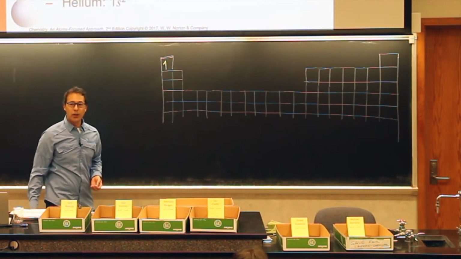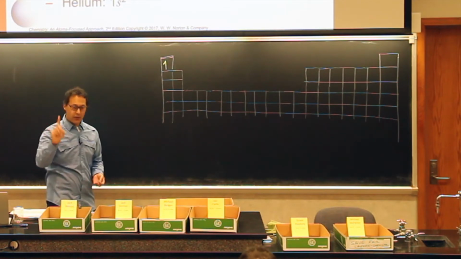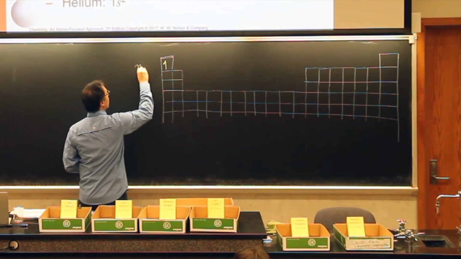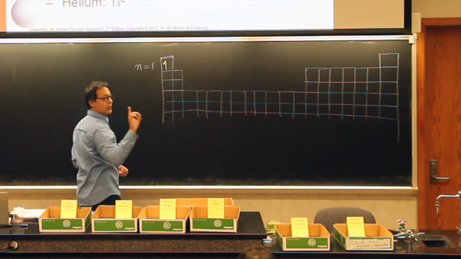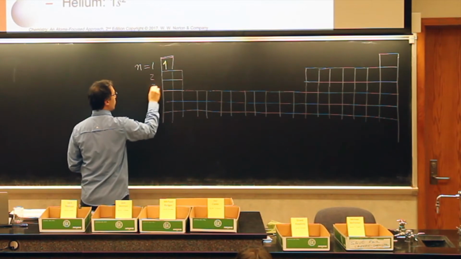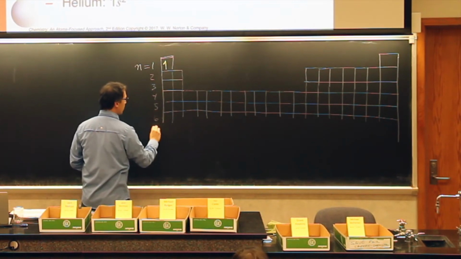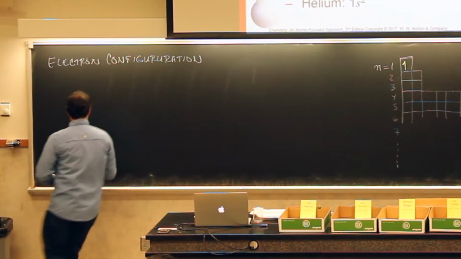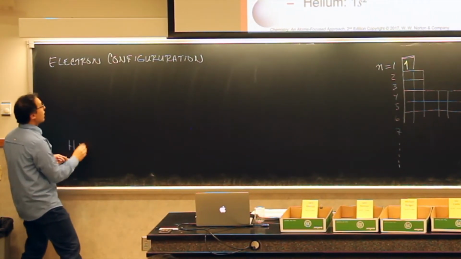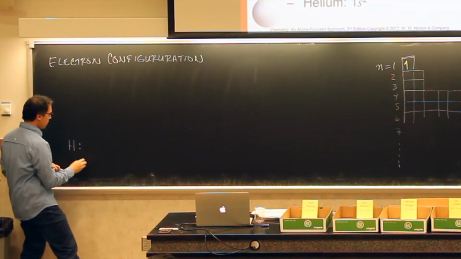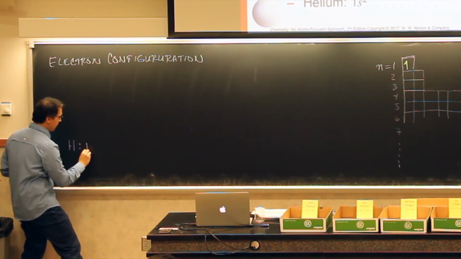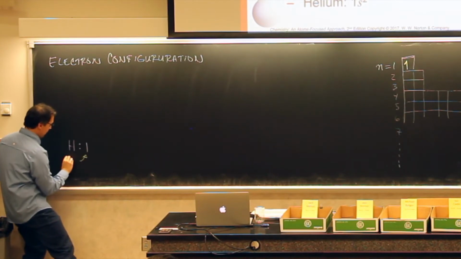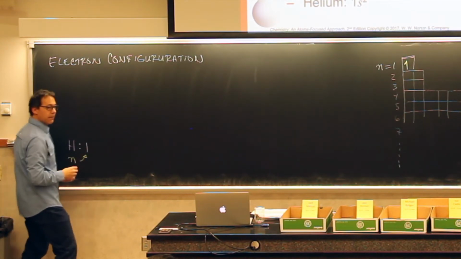N is equal to 1. Thank you for using that finger. I appreciate that. That helps my self-esteem here. So N is equal to 1. That's the first energy level, right? And then it goes 2, 3, 4, 5, 6, 7, it just keeps going. So the first part of our electron configuration for hydrogen would be to put our value of N. So I'm going to say here, this is N. That's our value of N, right?